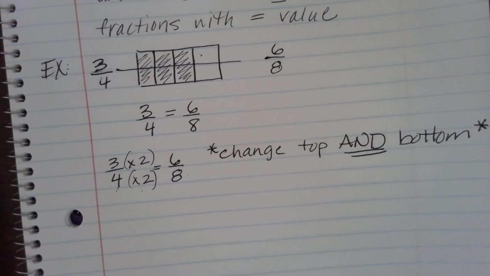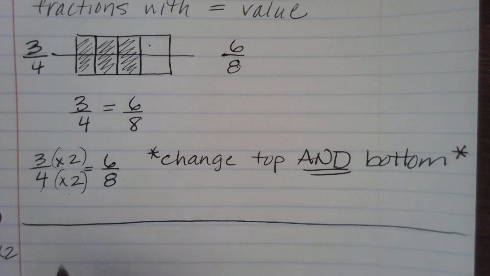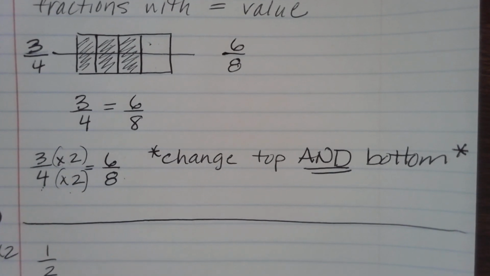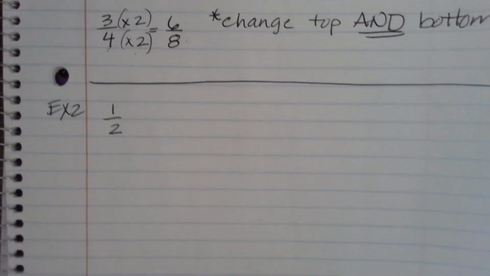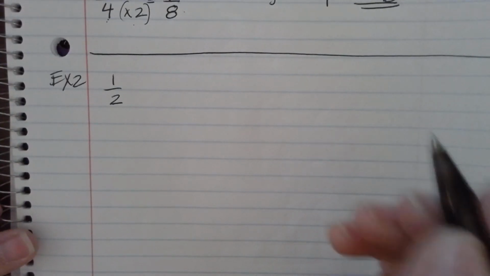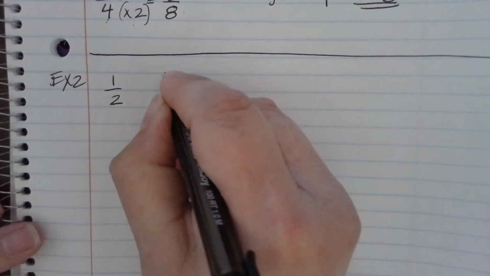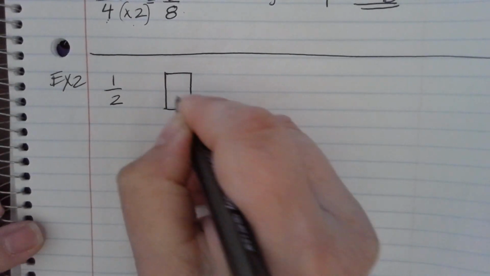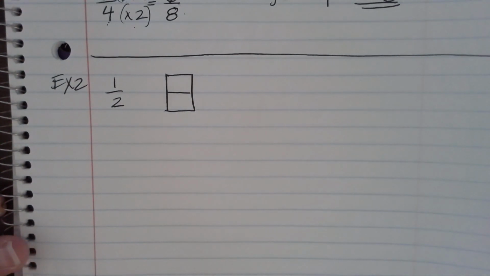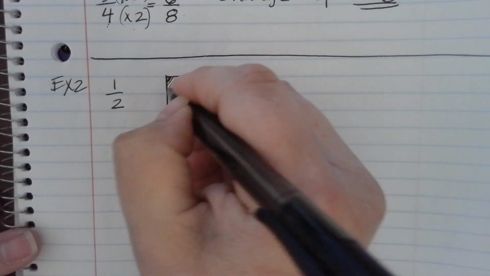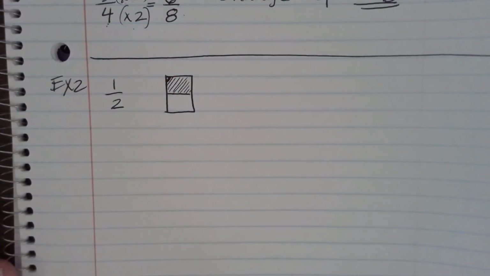All right, so here's example 2. If I have the fraction 1/2, again, I can create a visual pretty quickly, and I can shade it in to show it. Zach, thank you, but I don't need any more comments from you, sir. Now I've got 1/2 here.